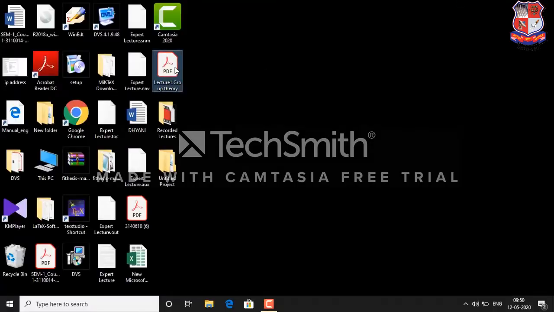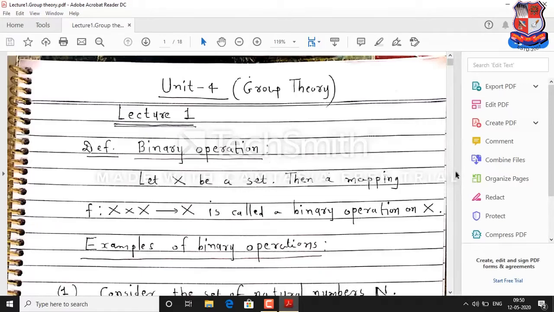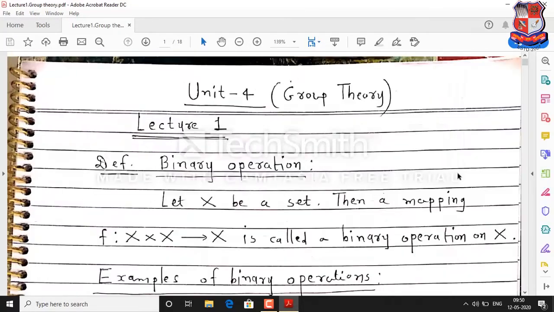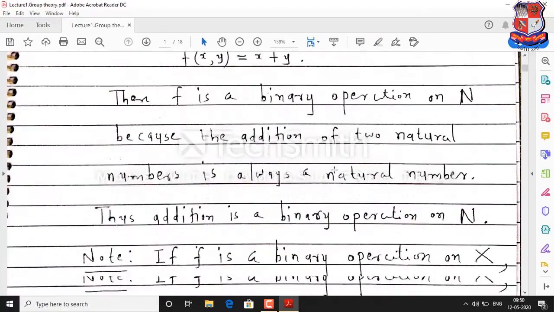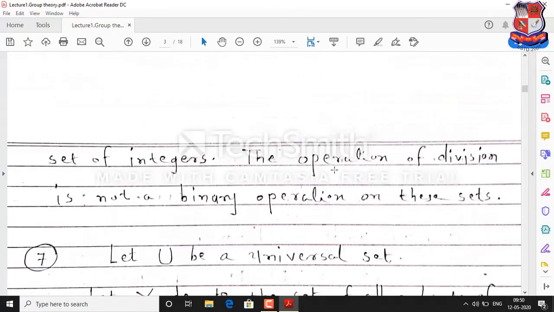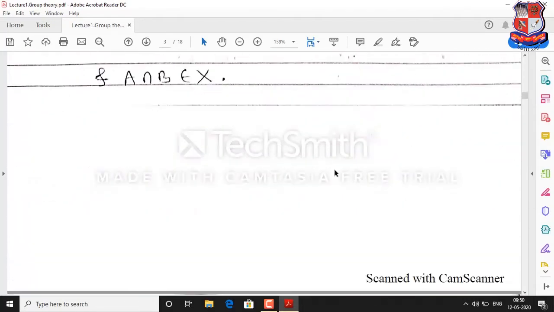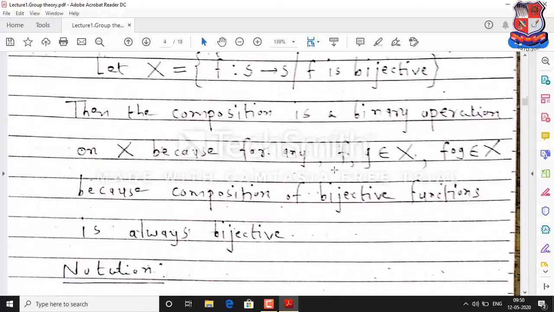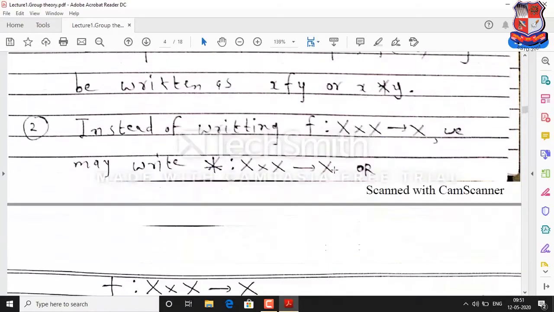Hello friends, I welcome you to my second lecture of group theory. In the first lecture, we discussed binary operation. Let us just recall what a binary operation is. A binary operation is a function from X cross X to X.